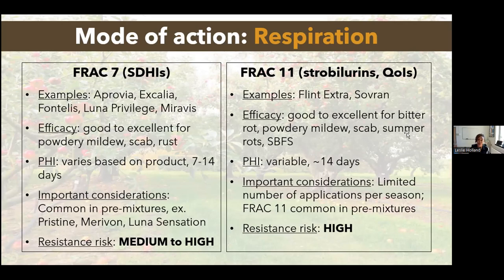Our FRAC 11s are what we call strobilurins or QOIs. A couple examples listed there. Very effective for our bitter rot, powdery mildew, scab, summer rots, and sooty blotch and fly speck complex. Variable PHI, about 2 weeks for several products. And again, that same issue with the premixtures. We see FRAC 11 in a lot of premixtures, and there tend to be a limited number of applications you're able to make according to the label. So something to pay attention to. And part of the reason for that is because these are high risk for fungicide resistance development.